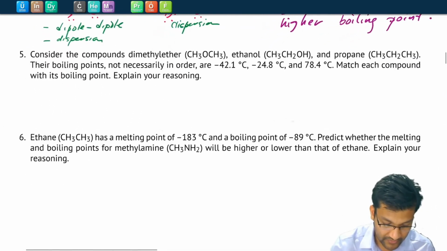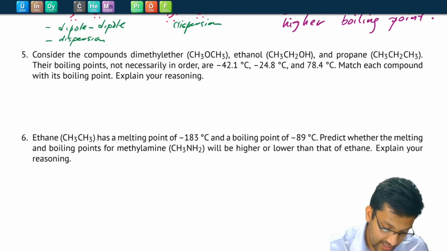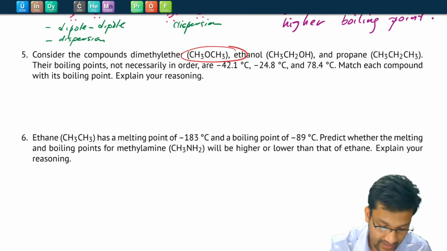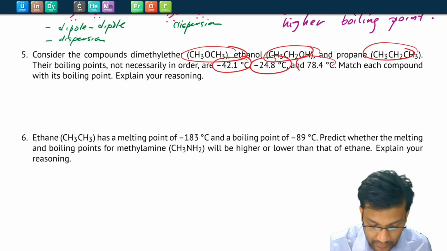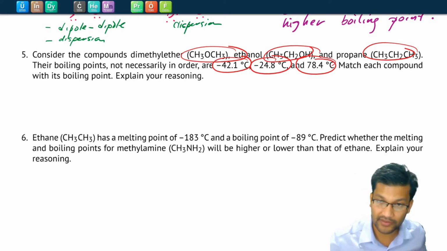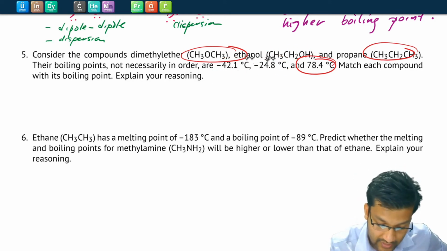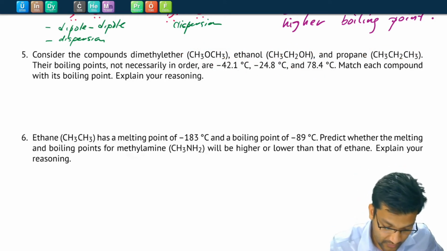Okay, let's try number 5. In number 5, we have dimethyl ether, ethanol, and propane. And they give us 4 different boiling points, but we don't know which one's which. And they want us to match each one with their correct boiling point and give reasons for it.